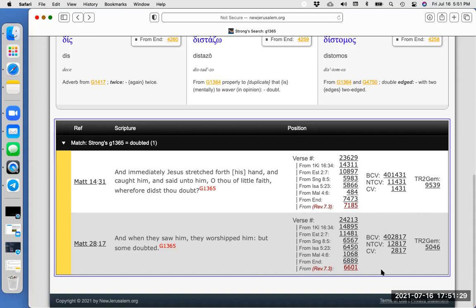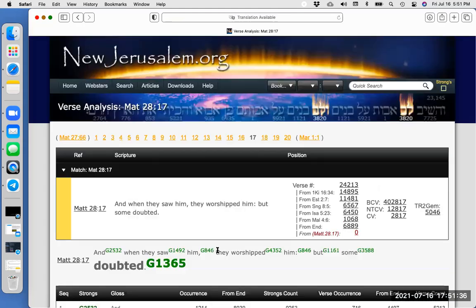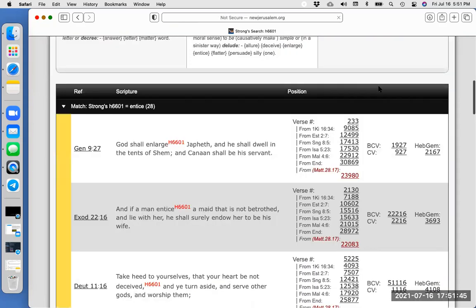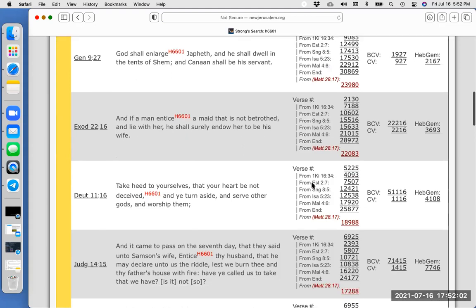Nothing major yet to me, but I would go with this one and do something with it. I like the 6601, so let's go to that 6601 and all the references of it and distance that. Japheth is being enlarged. You see the opening here? So be thou enlarged. Your understanding needs to be enlarged. Your education needs to be enlarged. Your mind needs to be enlarged.